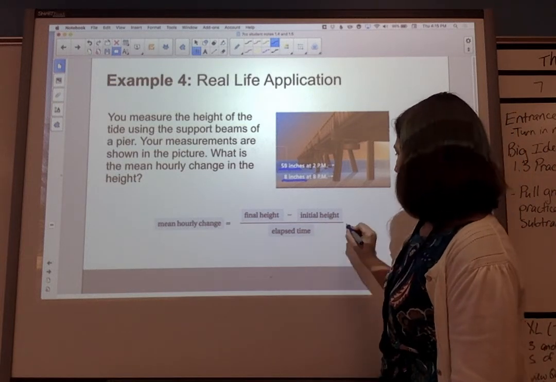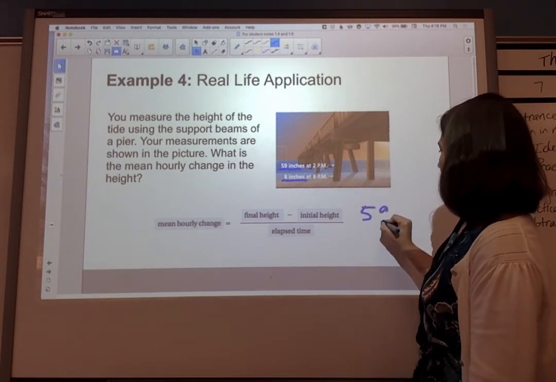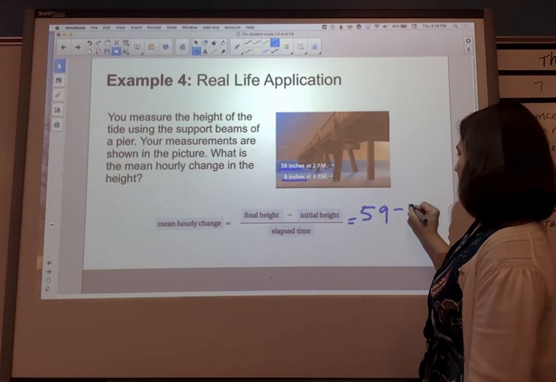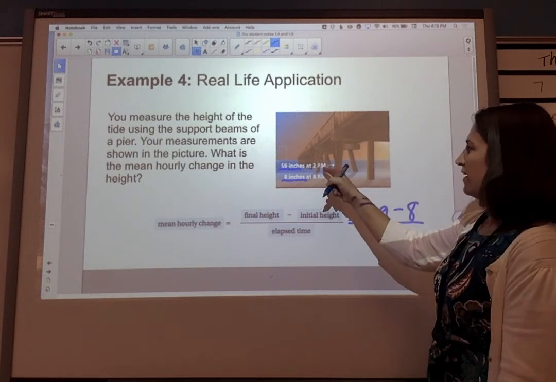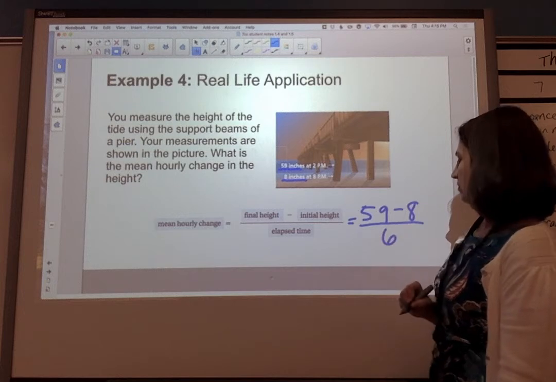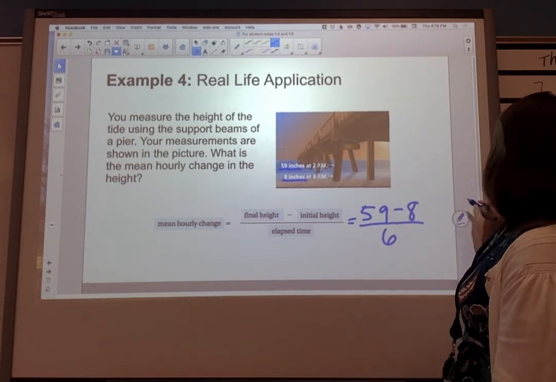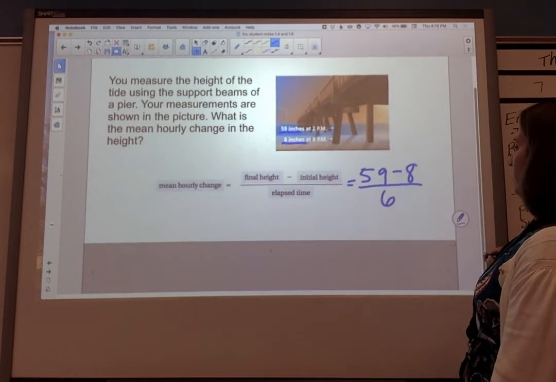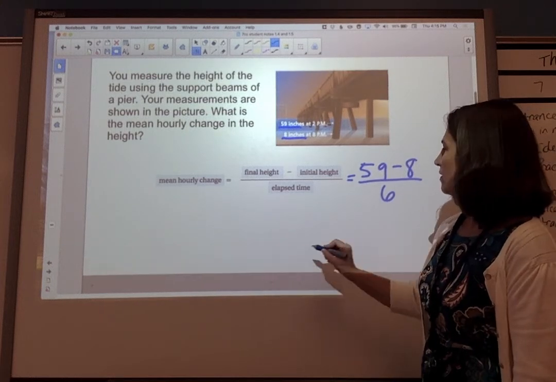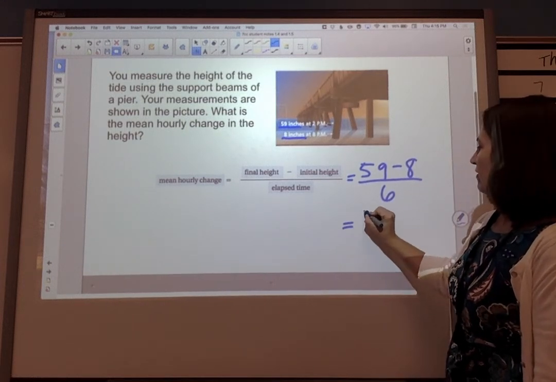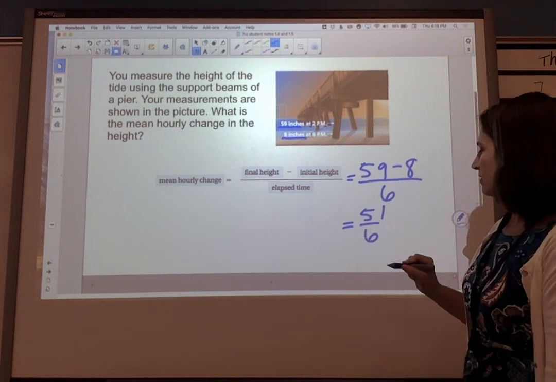So we're talking about 59 minus 8 is 51 divided by our 6 hours. I'm running out of room here. Let me see if I can make some more space. Here we go. So now I'm left with 51 over 6.